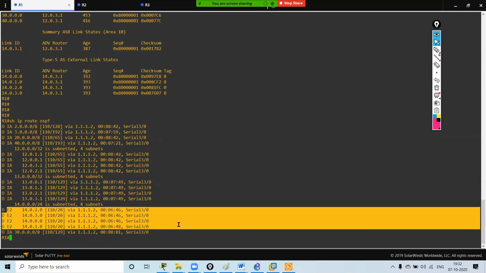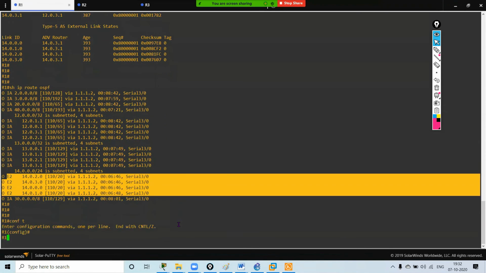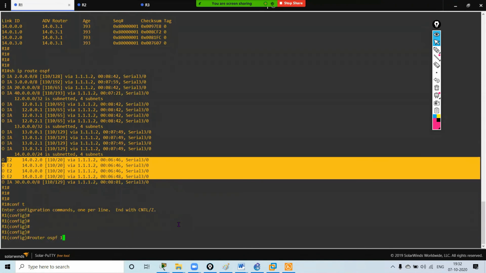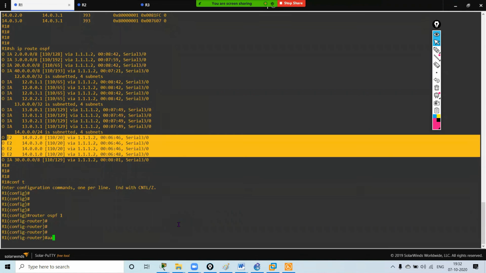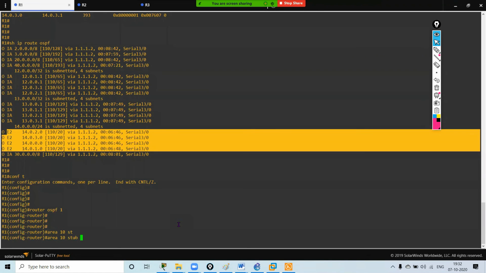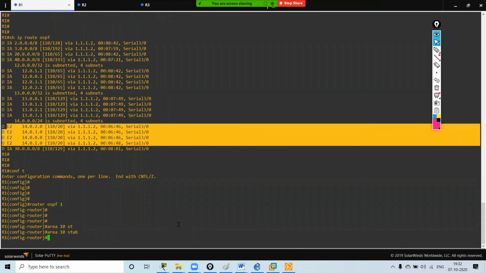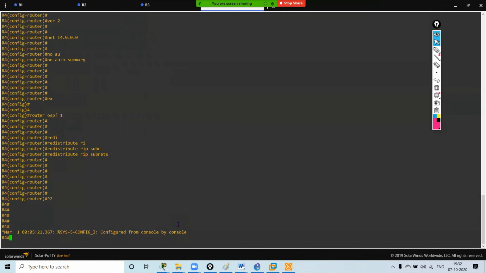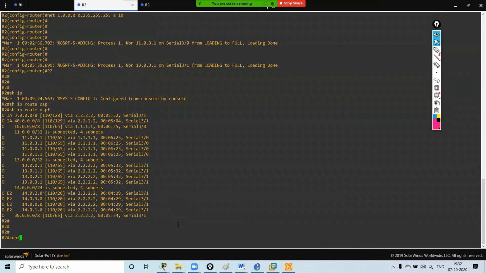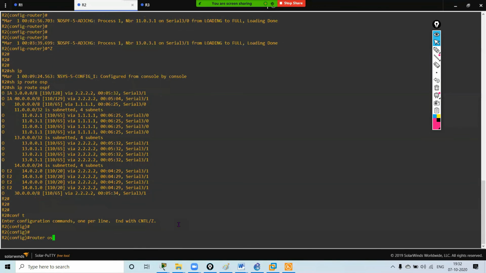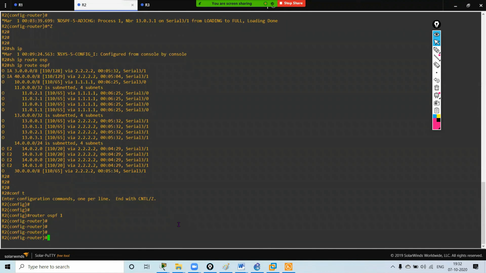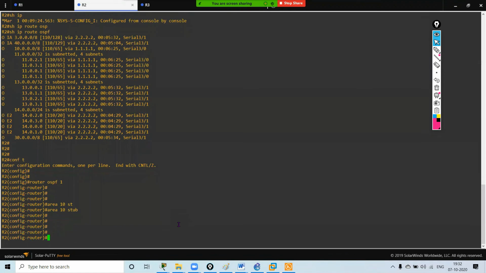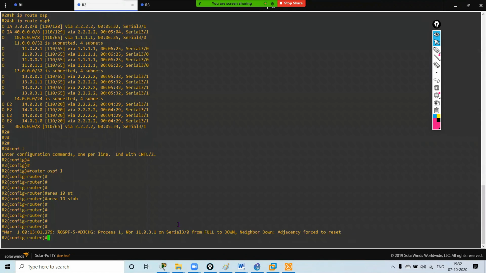You have to give some command. So what command you have to give? You have to go in the router OSPF mode and you have to say one command, area 10 stub. On R2 also, router OSPF 1, area 10 stub. Okay, understood?